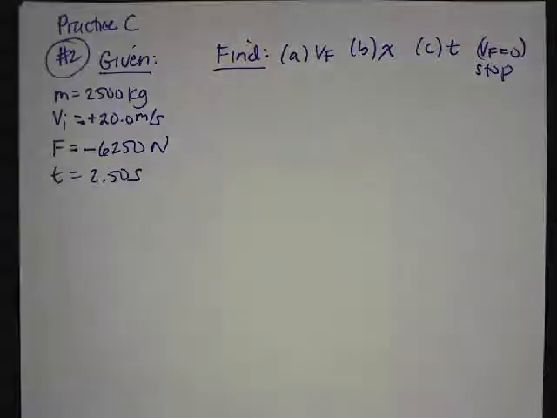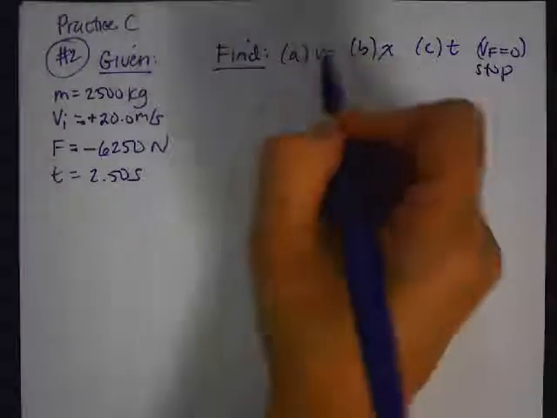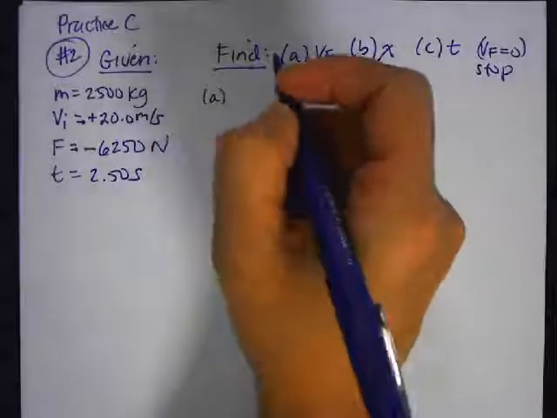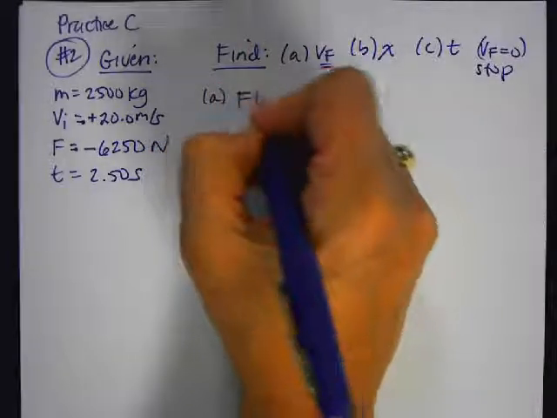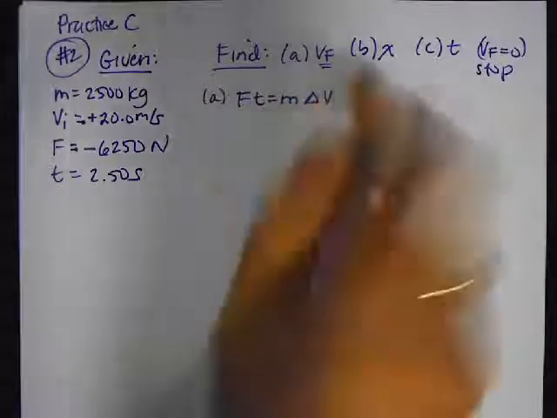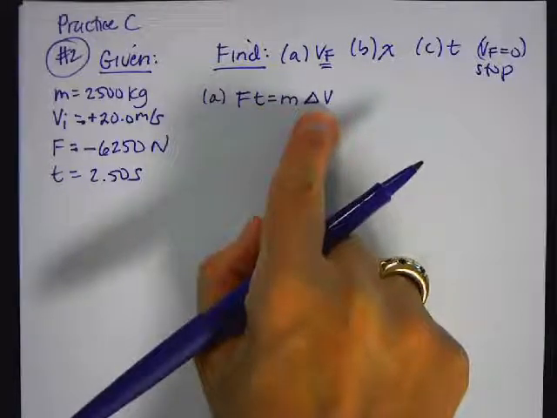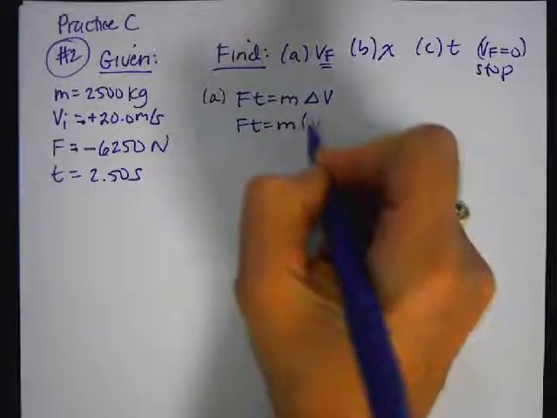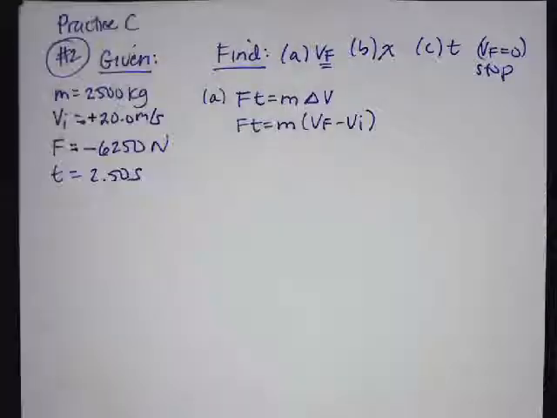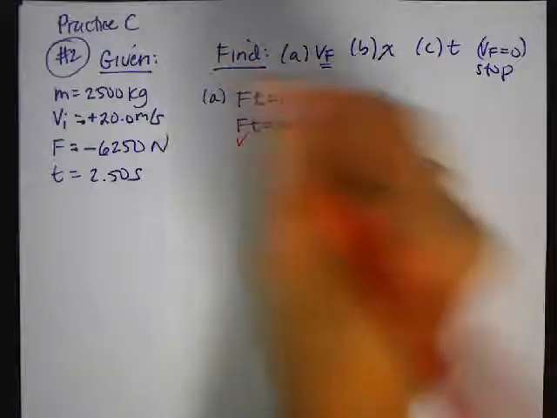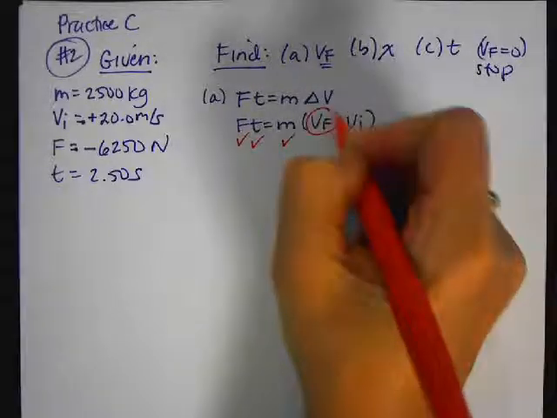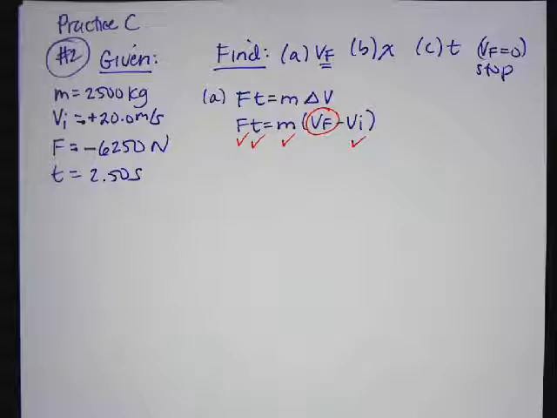All right, so where do I start? Well, for part A, I want to find Vf. The impulse momentum theorem says that Ft is equal to m delta v. But delta v is the change in velocity, so I'm going to expand that out and say Ft is m times (Vf minus Vi). Now I look at what I have here. I was given F, t, m, and Vi, so my only unknown is Vf.